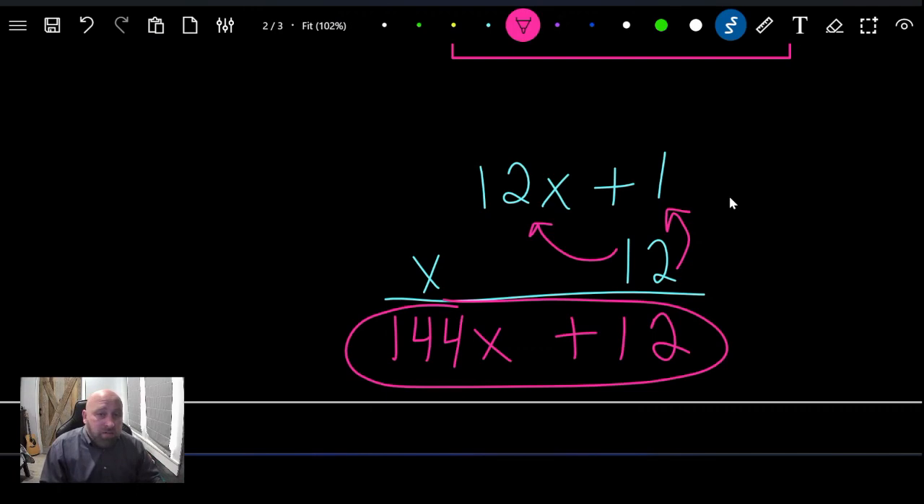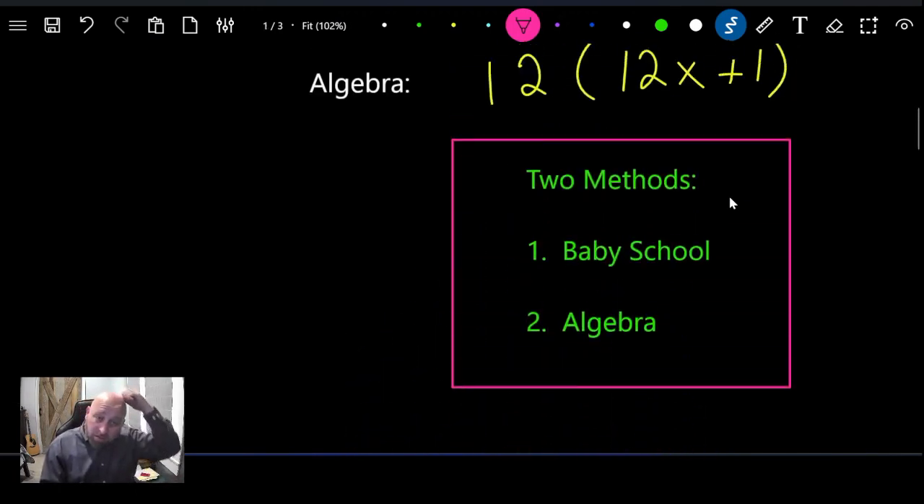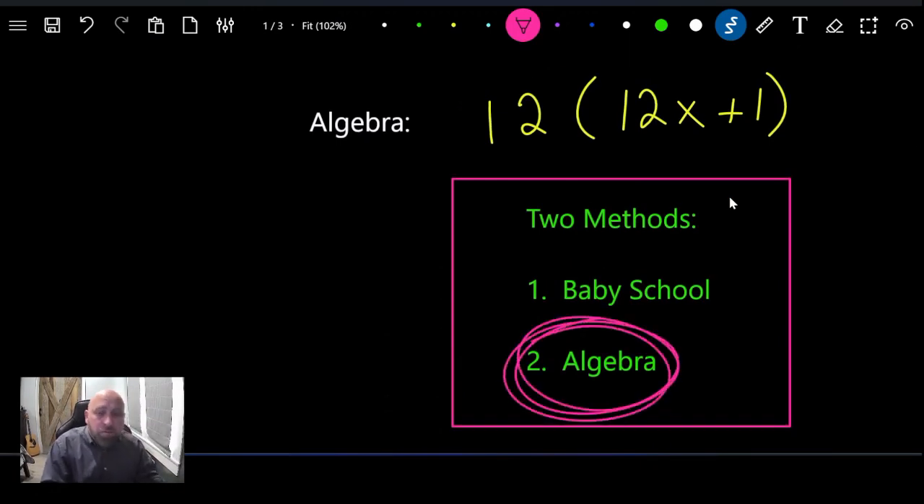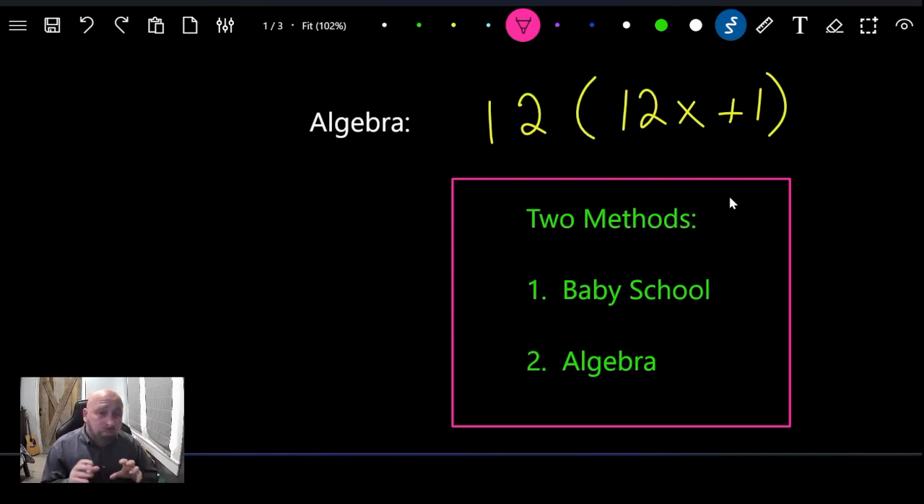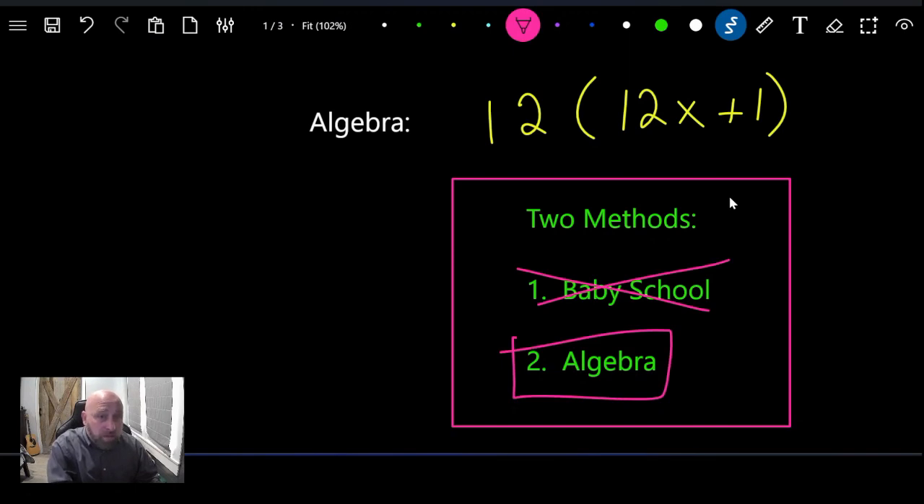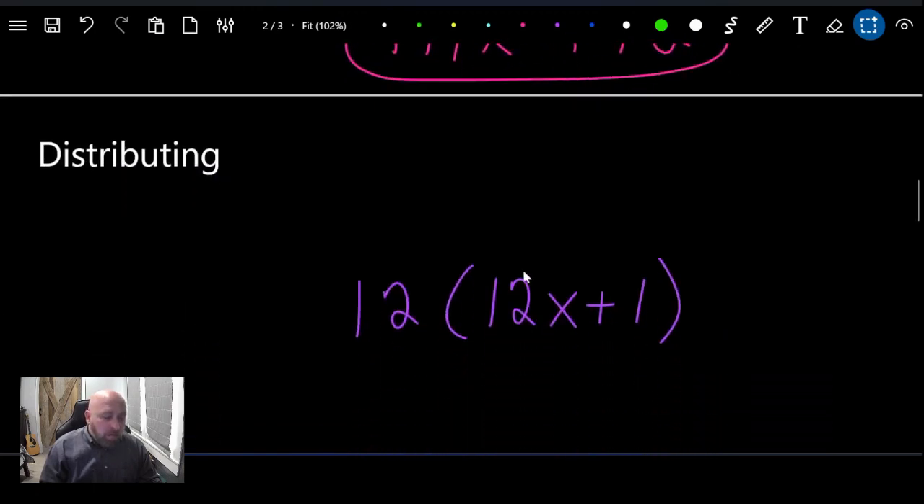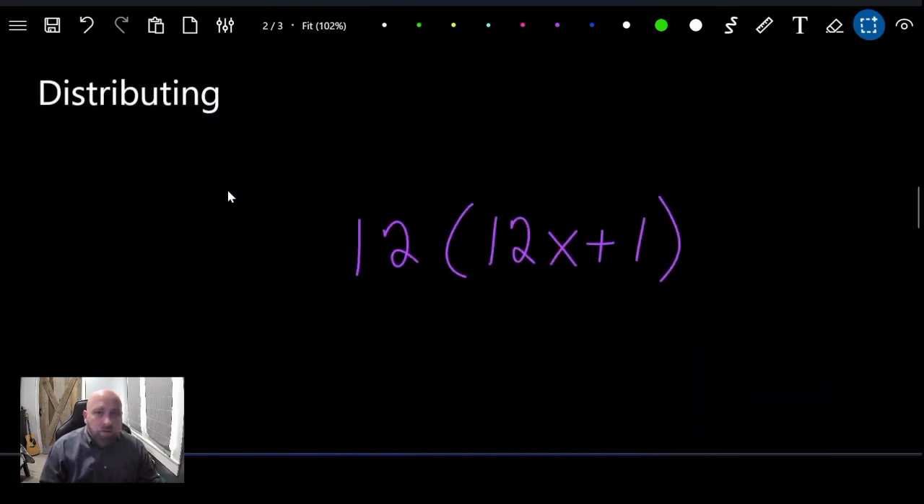Okay? So you might say, oh, I like that. That's pretty easy. I'll just use the baby school method because it's already something that I know. But did you look at the other method? The other method is the algebra method, and guess what? That's where you're going. You're going to algebra class here in the next year or two. So we want to get rid of the baby school method, and we want to focus on the algebra method. So what is the algebra method called? The algebra method is called distributing. So we want to do what's called distribute this 12 to these other things.